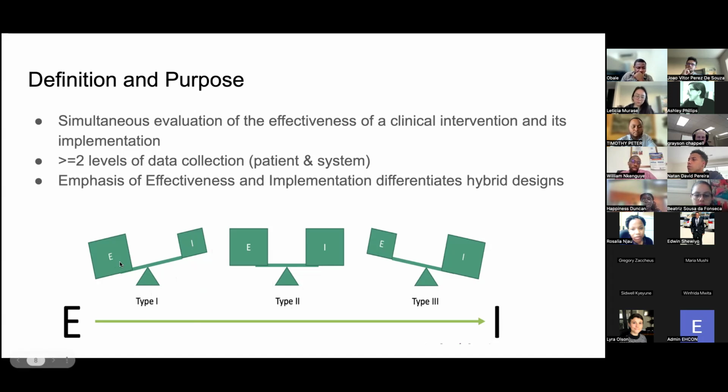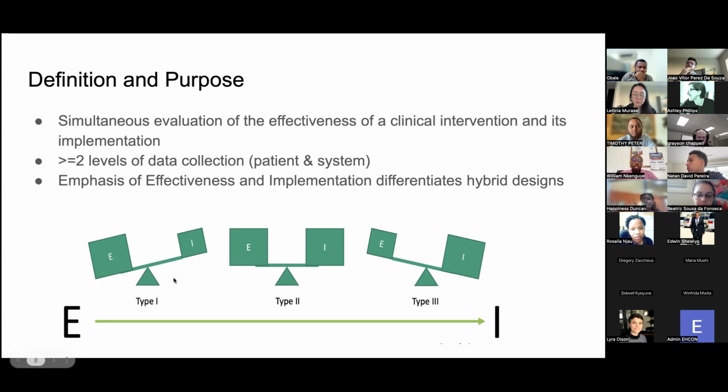For example, here in the type 1 hybrid trial, for the effectiveness research, we still don't have enough evidence that an evidence-based intervention works in a real-world setting. And therefore, we have to generate, first of all, effectiveness evidence while we are trying to explore the different implementation strategies of the intervention. So in a type 1, and I have some good examples here, more effectiveness research is being conducted.